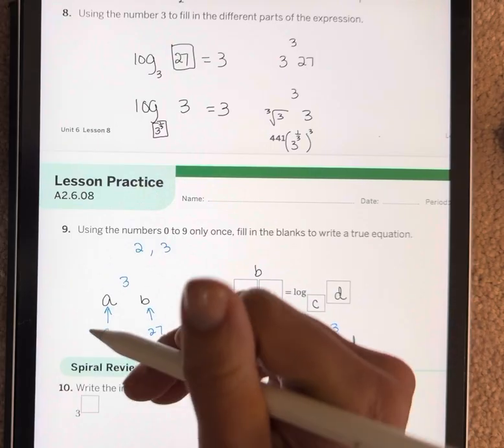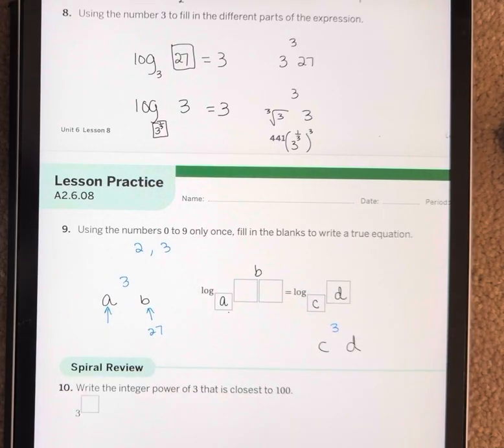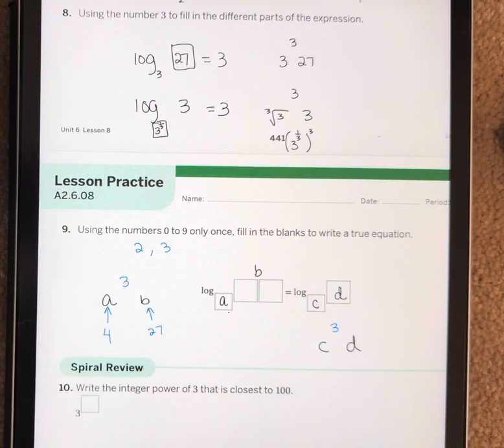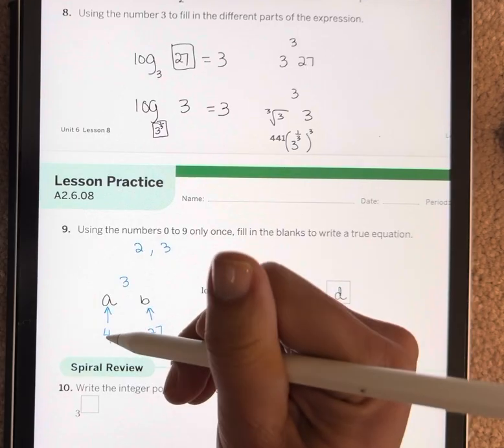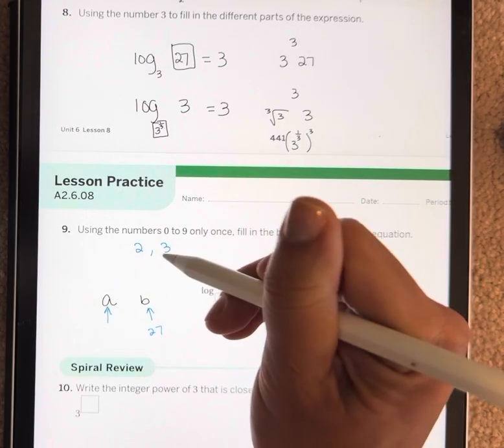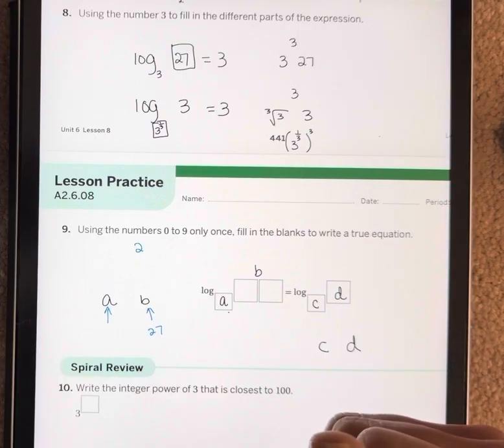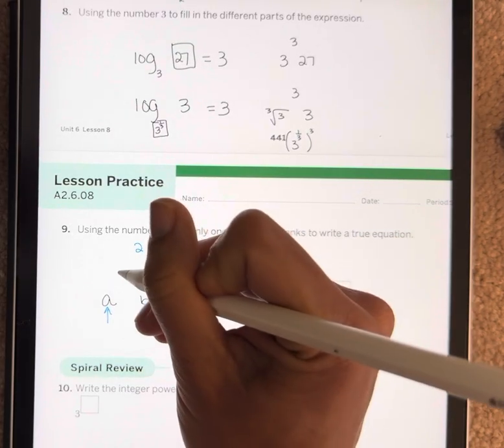Okay, forget it. Let's change A to 4. If A is 4, no, then that's 64, and we can't use 4 again. And then if it's 5, it becomes a 3-digit number. See, I was right. We cannot use 3, you guys, as the exponent. It didn't work. So we got to use 2. The exponent's going to have to be 2.